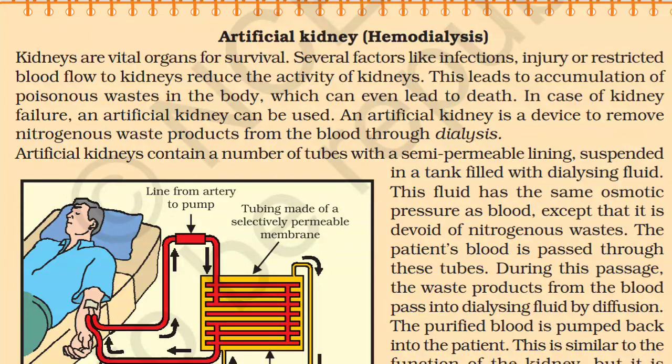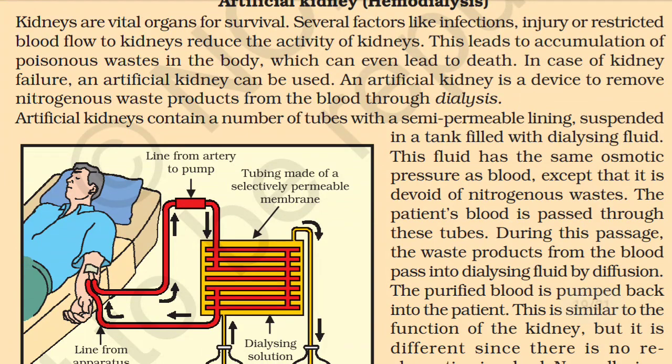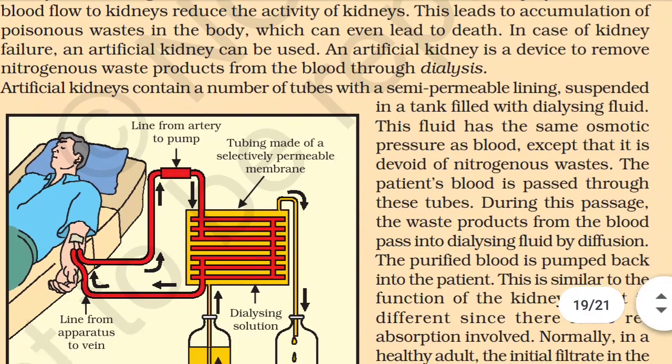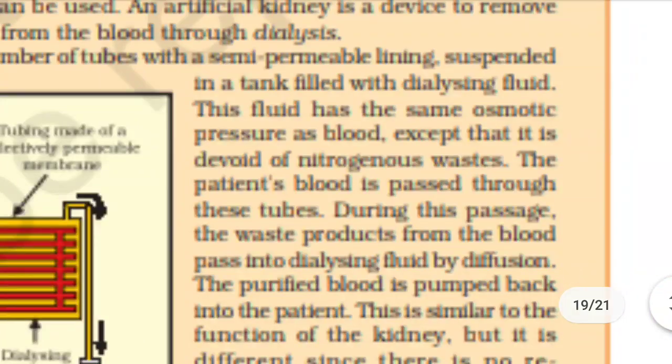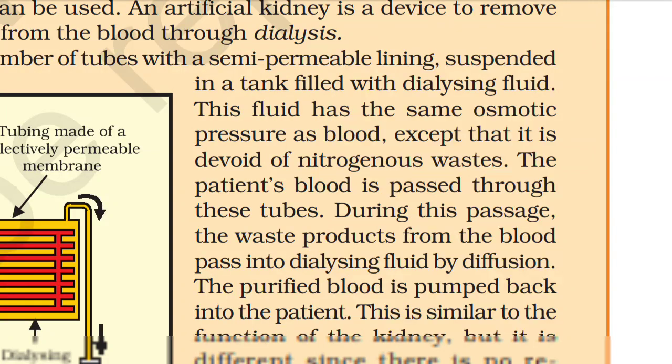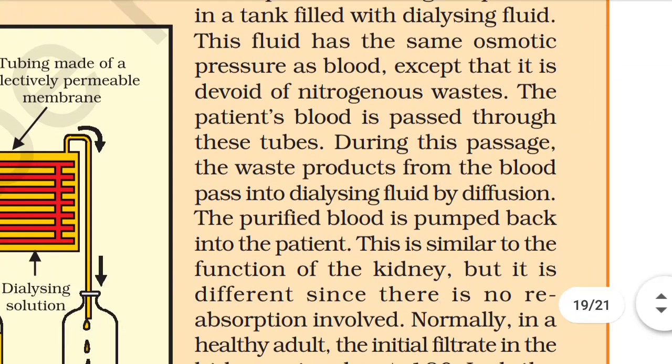An artificial kidney is a device to remove nitrogenous waste products from the blood through dialysis. So remember, the artificial kidney is a device and the process is called dialysis. Artificial kidneys contain a number of tubes with a semi-permeable lining suspended in a tank filled with dialyzing fluid. This fluid has the same osmotic pressure as blood, except that it is devoid of nitrogenous wastes.